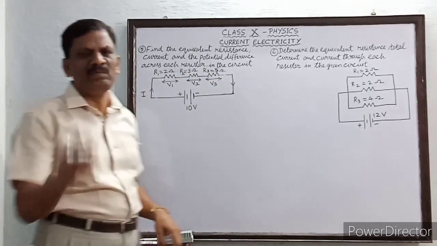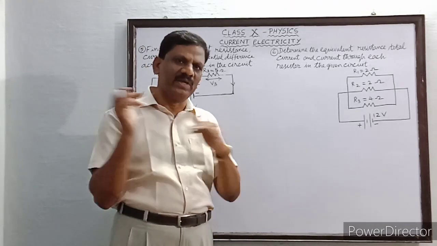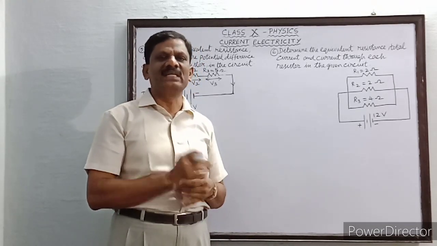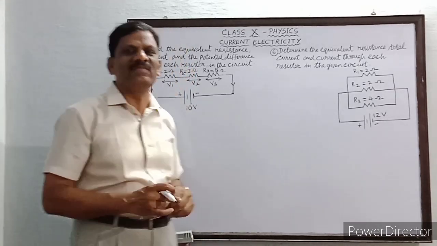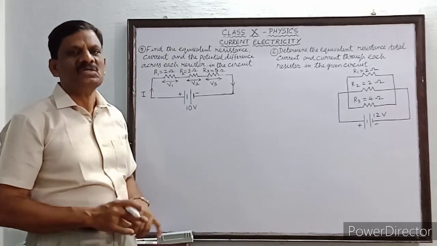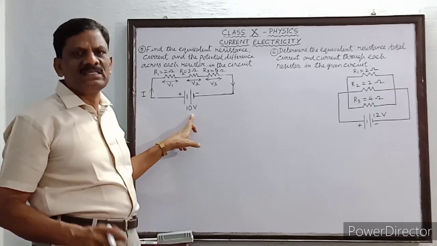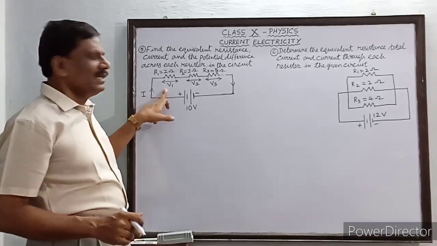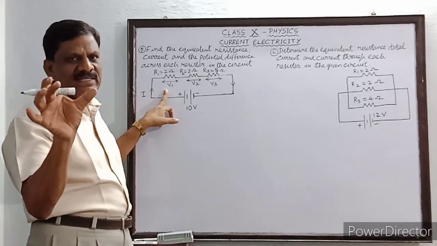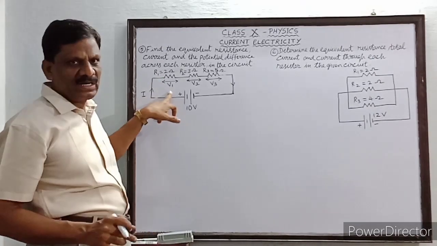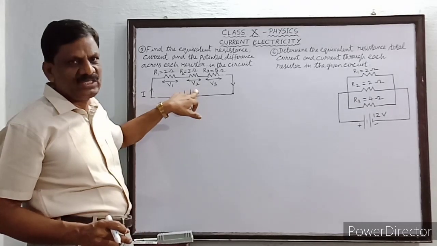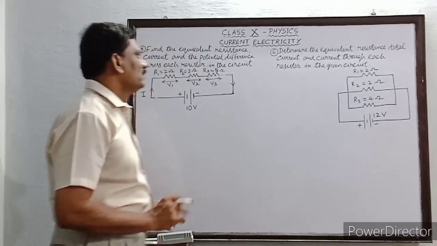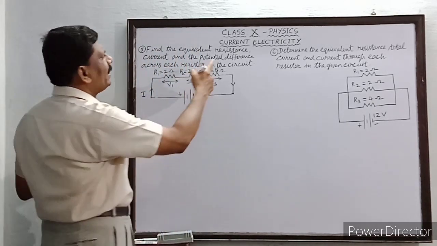And in series combination, you must remember that the current flowing through each resistor will be the same. Is it not? But the potential difference across each resistor will not be the same. It will be different. So the net potential difference of 10 volt is applied across the combination. But I will take the potential difference across the first resistor as V1, across the second resistor as V2, and across the third resistor as V3. Okay. Now, first, equivalent resistance.